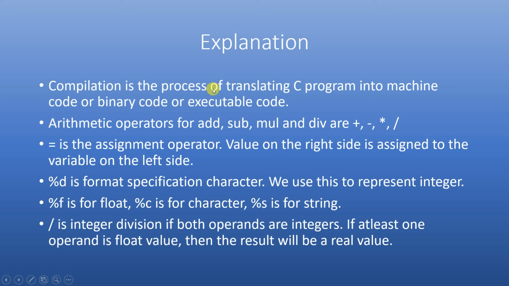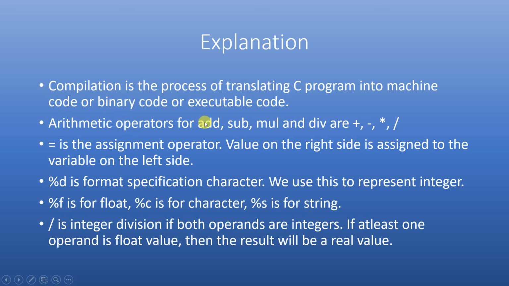What is compilation? Compilation is the process of translating the C program code into machine code, or executable code, or binary code, because your processor understands only the binary number system, ones and zeros, whereas in a C language program you are using English, the decimal number system and special characters as part of your program. So they must be converted into binary code. That will be done by the C compiler.